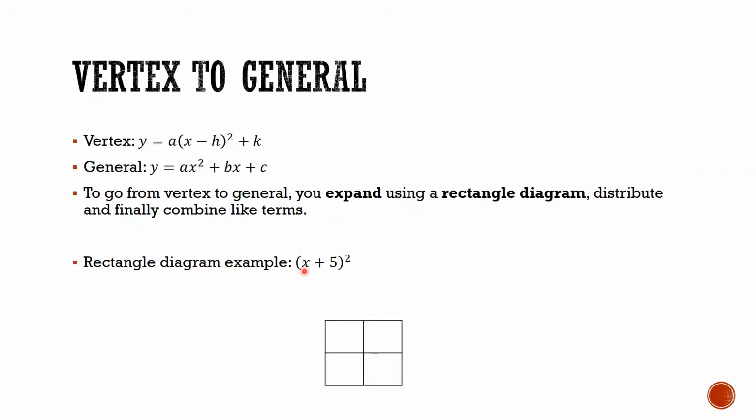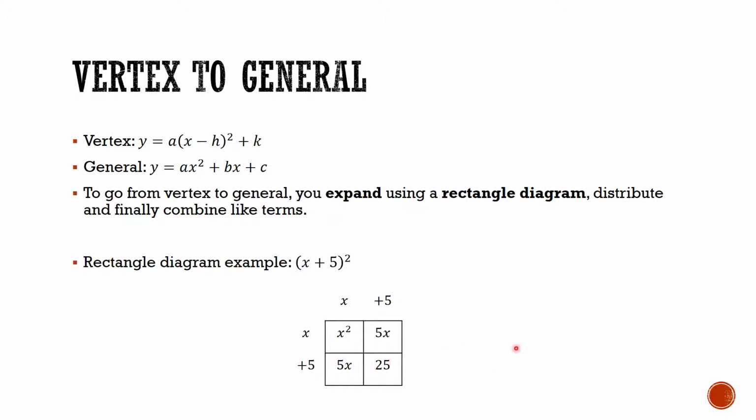So you take this. So this right here, x plus 5 squared, is really x plus 5 times x plus 5 because I got two of them. So you take those and you put them on the edges here. So you have x plus 5 and x plus 5. Then you multiply. X times x goes in this box, so that's x squared. X times a positive 5 is 5x. X times another positive 5 is 5x. And then a positive 5 times a positive 5 is positive 25.